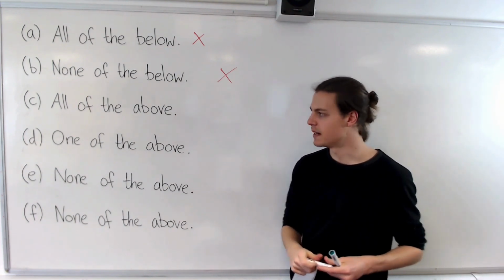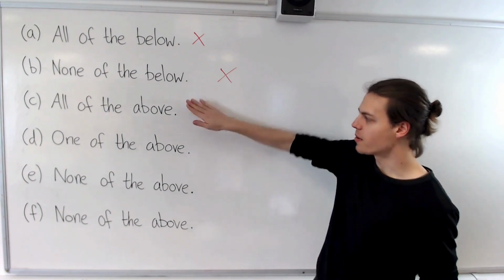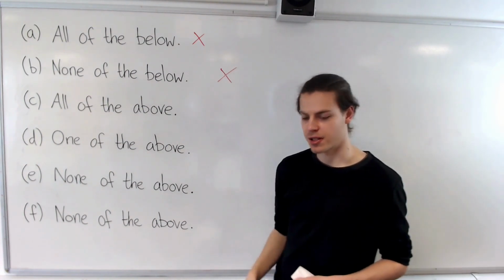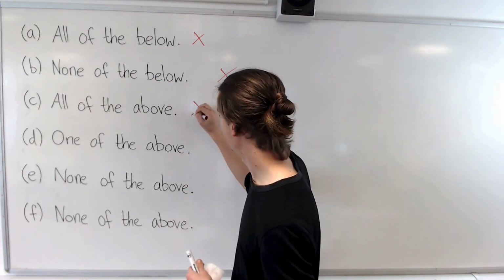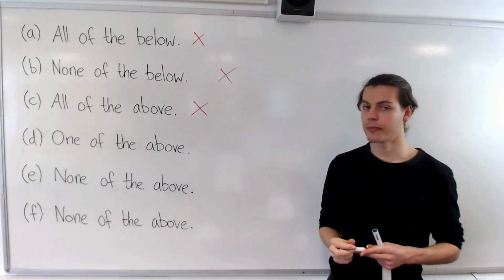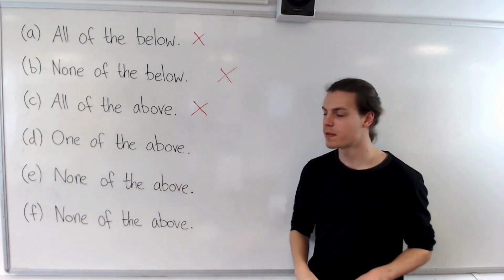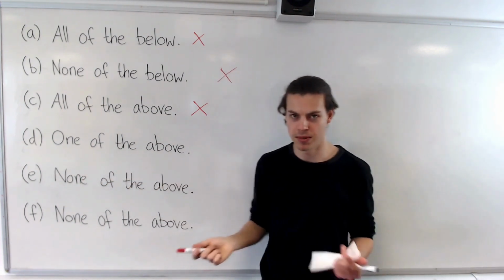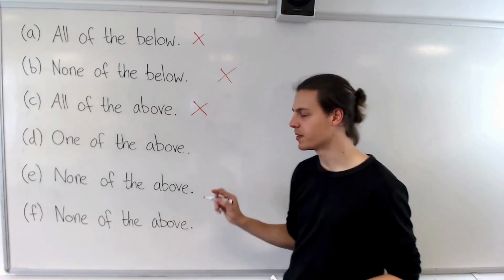Okay, what about statement C? This says all of the above. Well, we already know that none of the above are true. So statement C must be false. And statement D says one of the above, and we know that none of the above are true, so statement D is false.